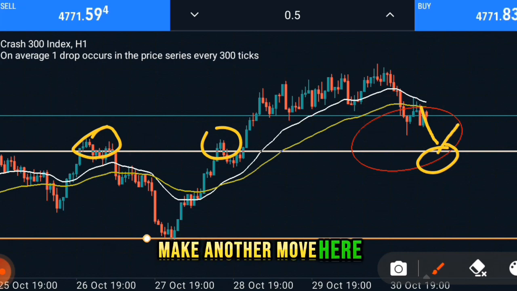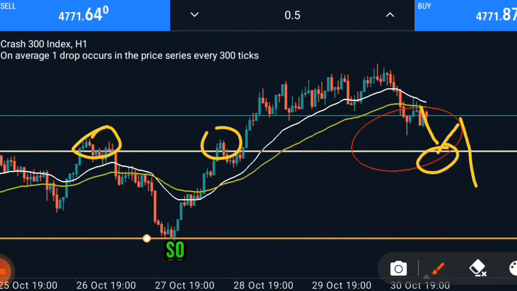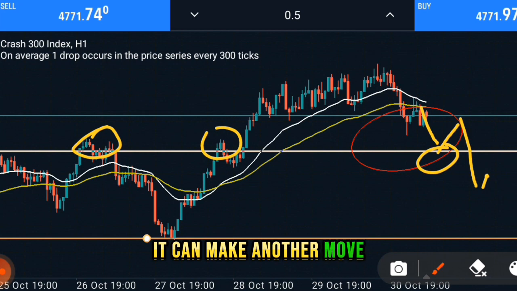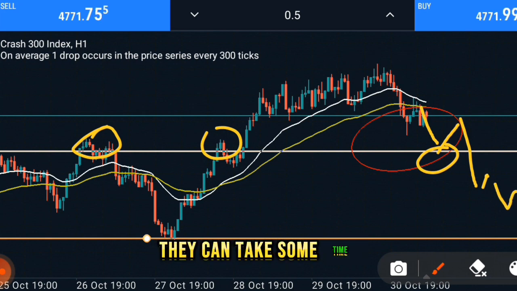Make another move here and come back to break here. So once that happened, it can make another move and come back. At the end of the day, it can take some time, then it will land in this place. This is how we plan the market. So once you plan this, you know actually what you want.